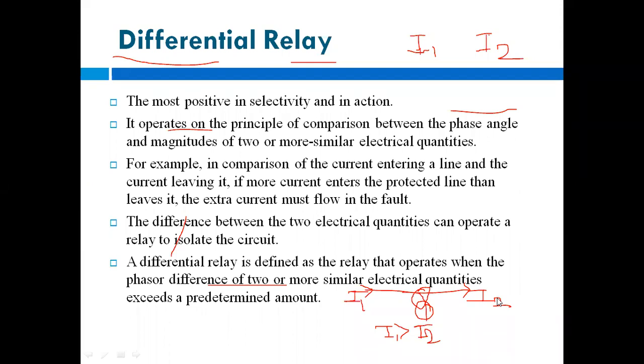So the differential relay is the most positive in selectivity and in action. Whatever the protection purpose, when we are considering transmission lines, or the protection of any equipment, that may be generator protection, transformer protection, motor protection, so if we consider equipment protection, for finding the internal faults, we can use this differential relay. It is most positive in selectivity and in action, means it operates very fast.